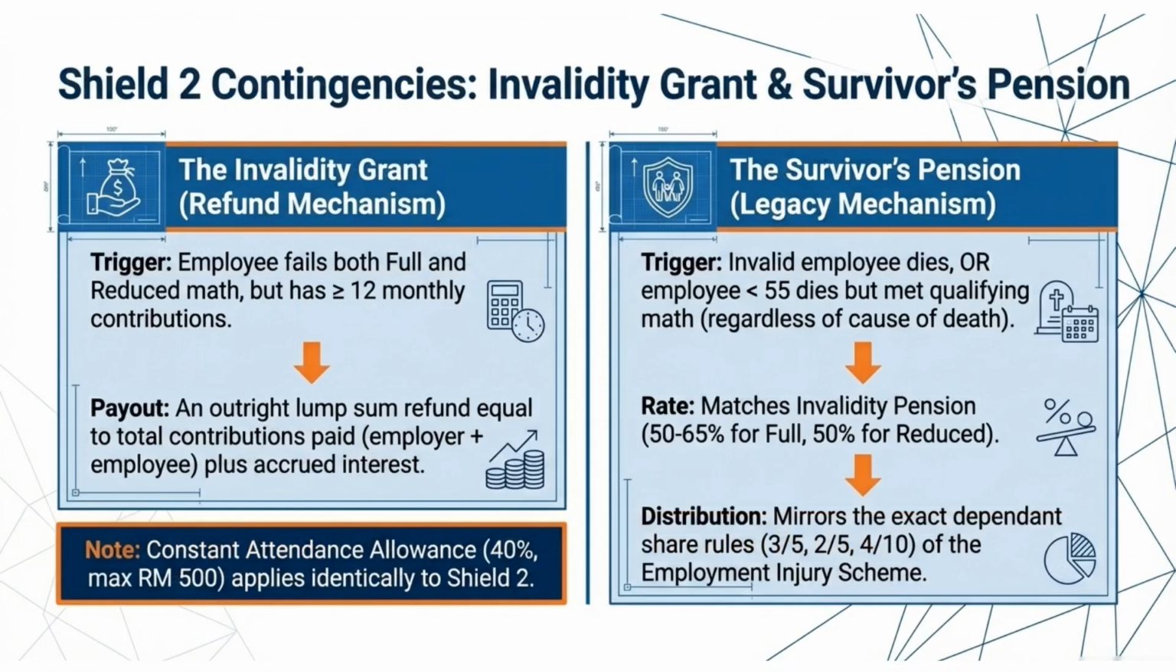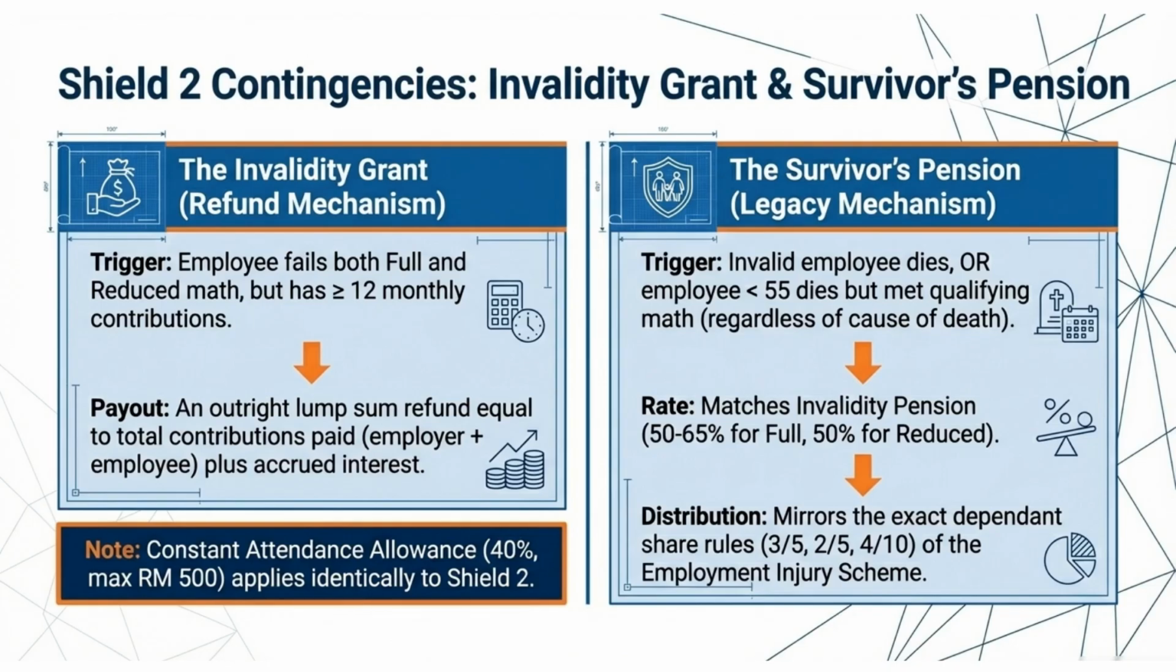The invalidity grant acts as a refund mechanism for employees who do not qualify for the invalidity pension. That is, they fail both the full and reduced contribution qualifying conditions, but who have made at least 12 monthly contributions. The payout is a single lump sum, equal to the total contributions paid by both the employee and the employer for the invalidity pension scheme, including accrued interest. This is an outright payment.